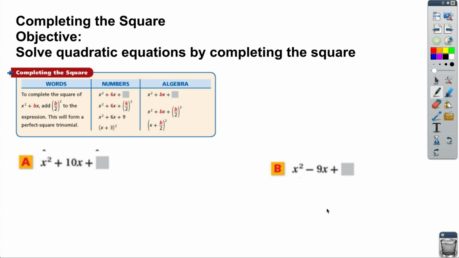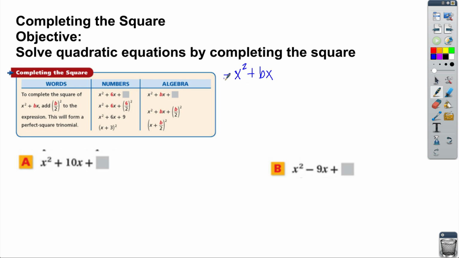Working on completing the square. Our objective is to use this method to solve quadratic equations. To use completing the square, we first need to make sure that we have the two most important terms, the x squared and the bx term. At least if you have these two, you can use the method that we're working on today.